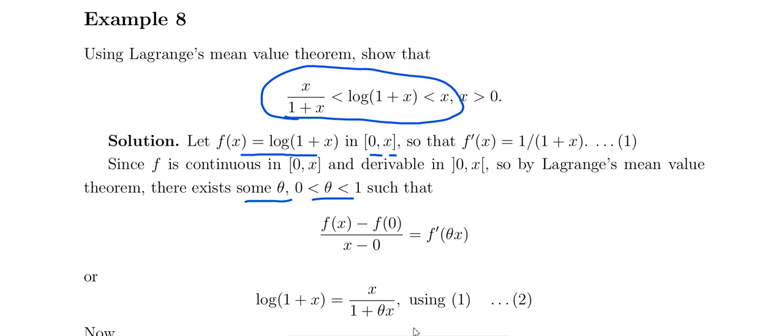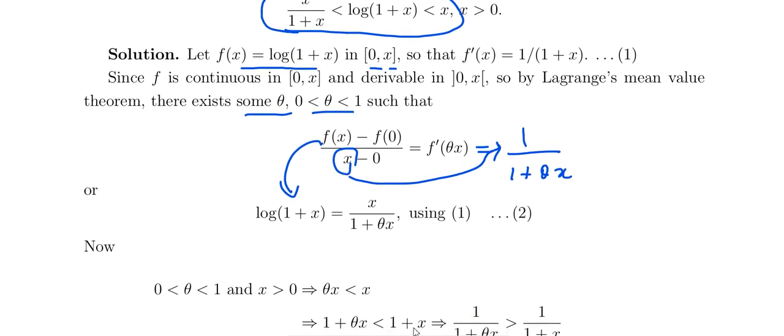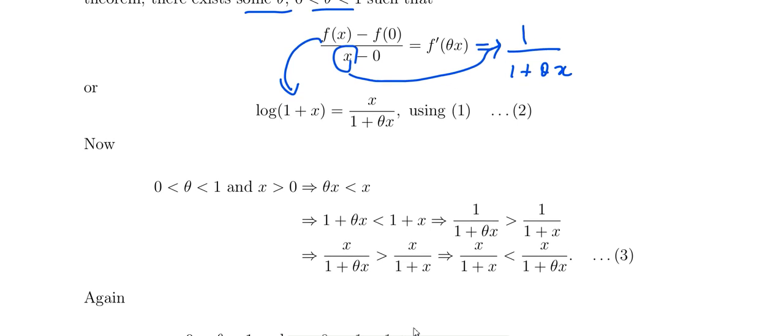Because f dash of x is 1 by 1 plus x, this is equivalent to 1 by 1 plus theta x. Correct? So f of x is log of 1 plus x, f of 0 is log 1, whose value is 0. Below it is x minus 0. So when you cross multiply x, the output is log of 1 plus x equal to x by 1 plus theta x.